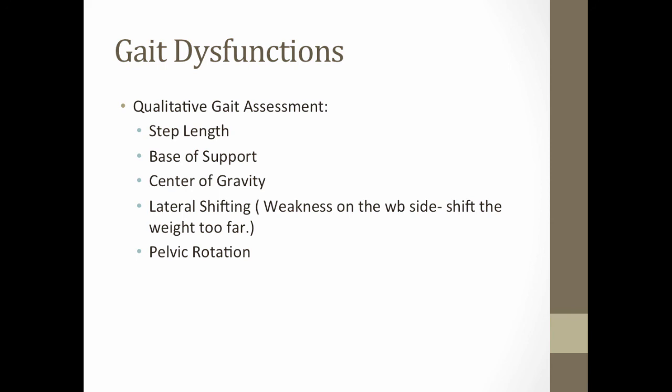When we shift a little bit laterally, when we're on both of our legs, it's centered, and when we are on one leg, it shifts a little bit to the left. If there's weakness on the weight-bearing side, we tend to see a shift of weight that is too far. During gait, with the pelvic rotation with each step, we get about a 40-degree forward and back as the hip acts as a fulcrum for rotation.